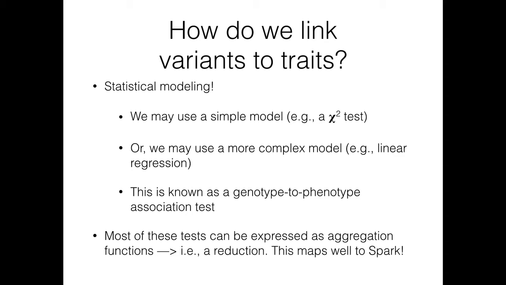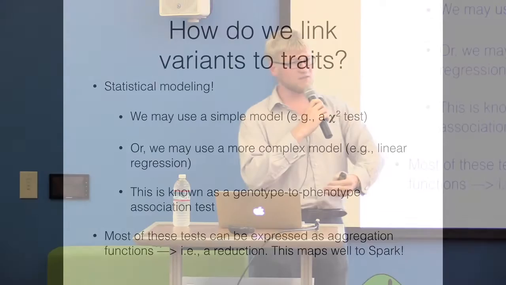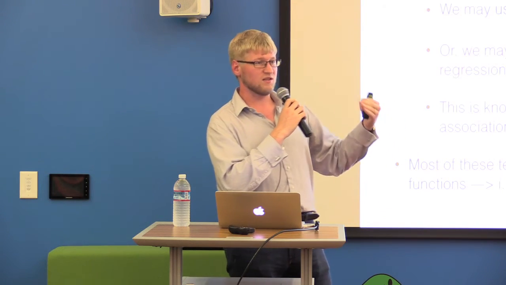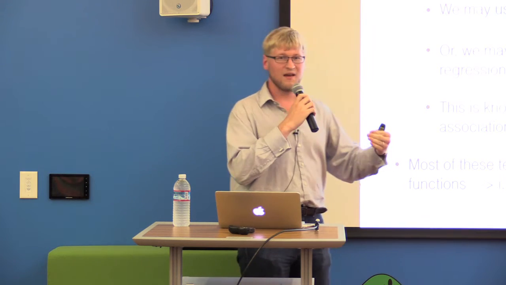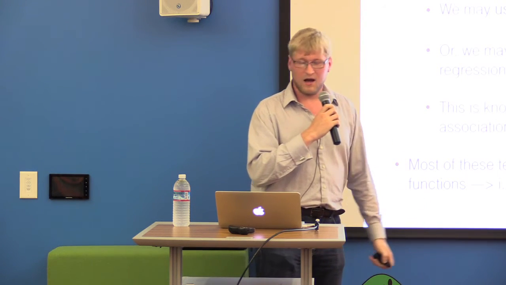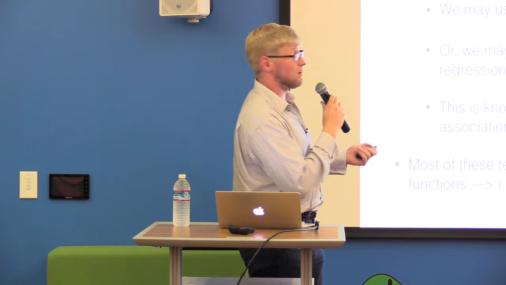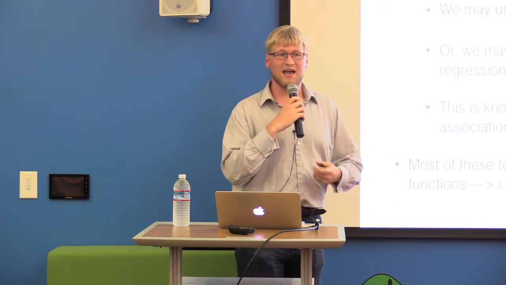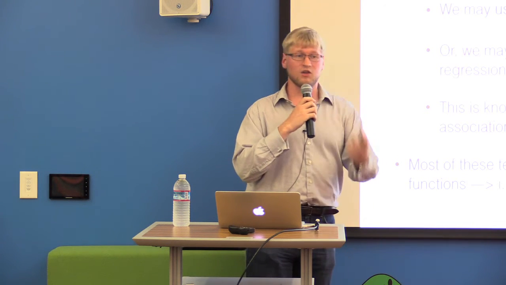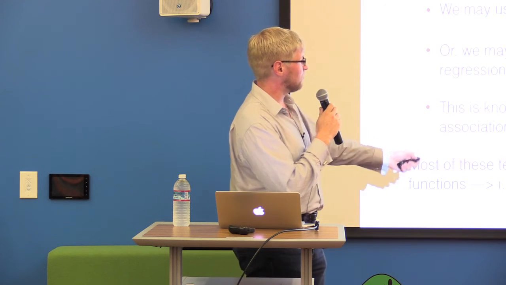Some of these are really simple approaches. One approach that's very common is to use a standard chi-squared test, where you run an aggregation query over every single spot in the genome where you have a variant, and you say, I'm going to look at people who have this variant and people who don't. How often do they have this trait or this disease that I'm interested in? And I'm just going to run a chi-squared test on that. Alternatively, if we have a more complex trait, something continuous like human height, for example, we might run a more complex model.